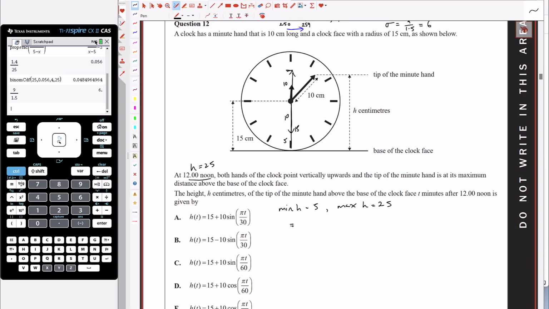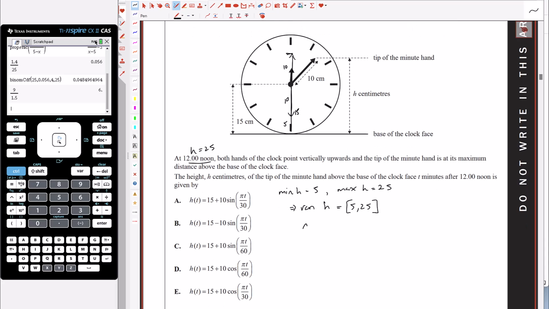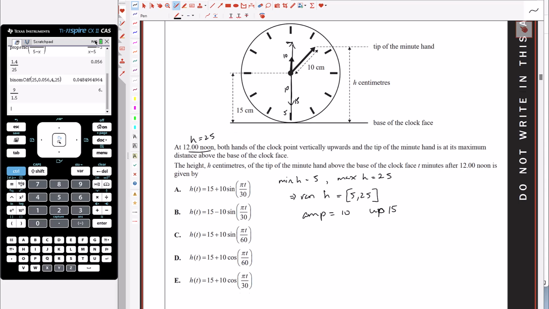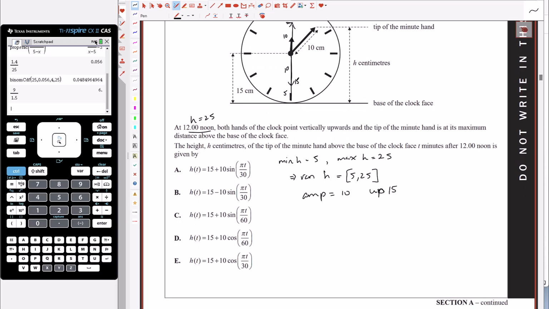So what we essentially know is that the range of h is 5 to 25, which means that the amplitude is going to be 10, and the graph goes up by 15 to get that range. And so straight away we're going to have amplitude of 10 and up by 15. That's true in all of those options. There's our amplitude of 10, and there's our up by 15. So we haven't learnt anything new here.